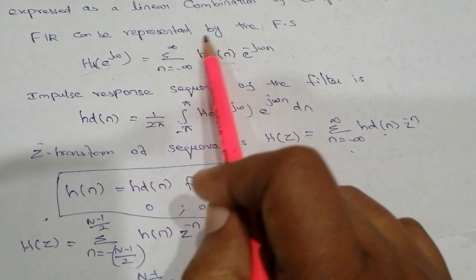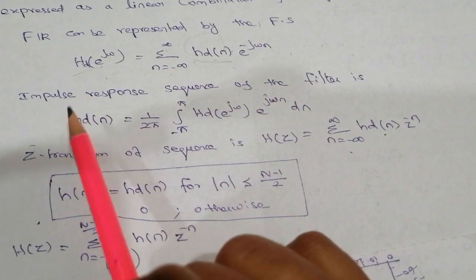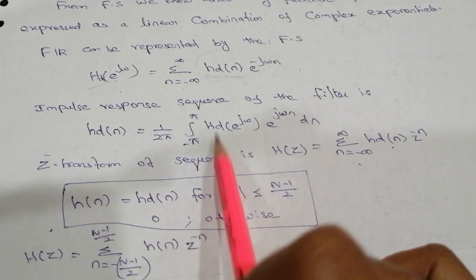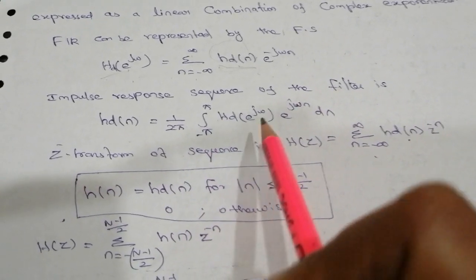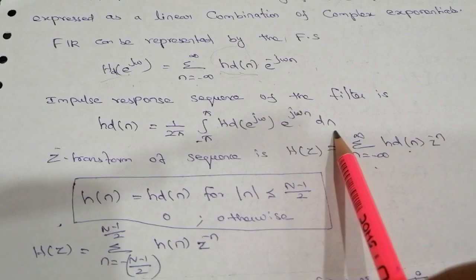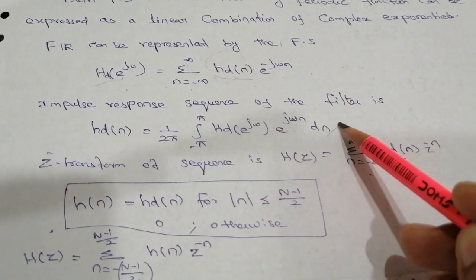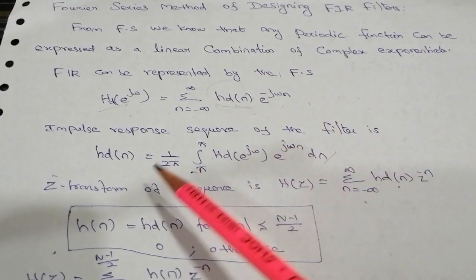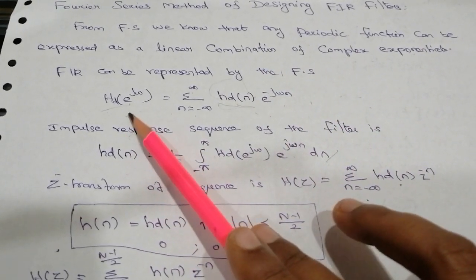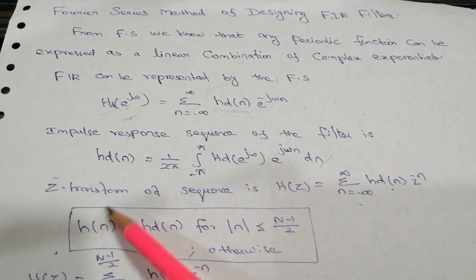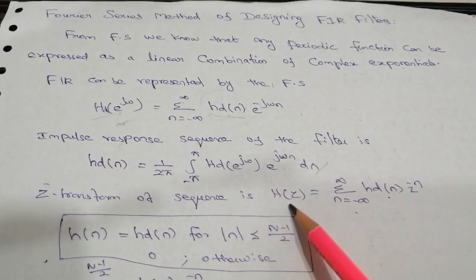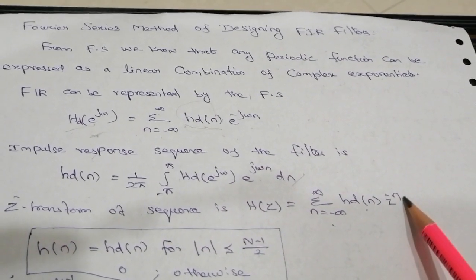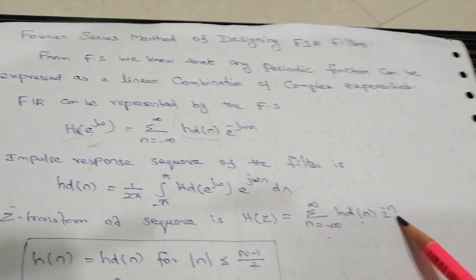Now the impulse response sequence of the filter is written as h_d(n) = 1/2π integration of minus π to π H_d(e^{jω}) e^{jωn} dω. This is the formula for the impulse response of the filter. Now the frequency response can be represented in terms of the Z transform. So the Z transform of the sequence is H(z) = summation n equal to minus infinity to infinity h_d(n) z^{-n}. Right? This is the formula for the Z transform.